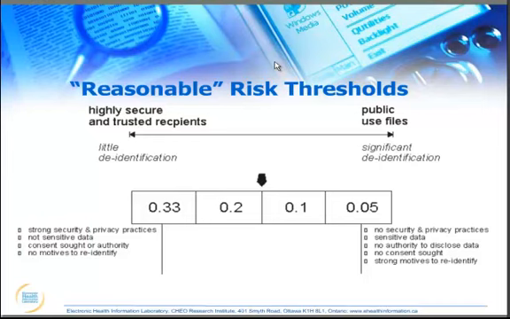Another example was a Canadian example for the public release of discharge abstract data, or at least an analysis of the possible public release of discharge abstract data. In that case, the data custodian was a bit more conservative and used a threshold of 0.05. So there are precedents for using those thresholds.